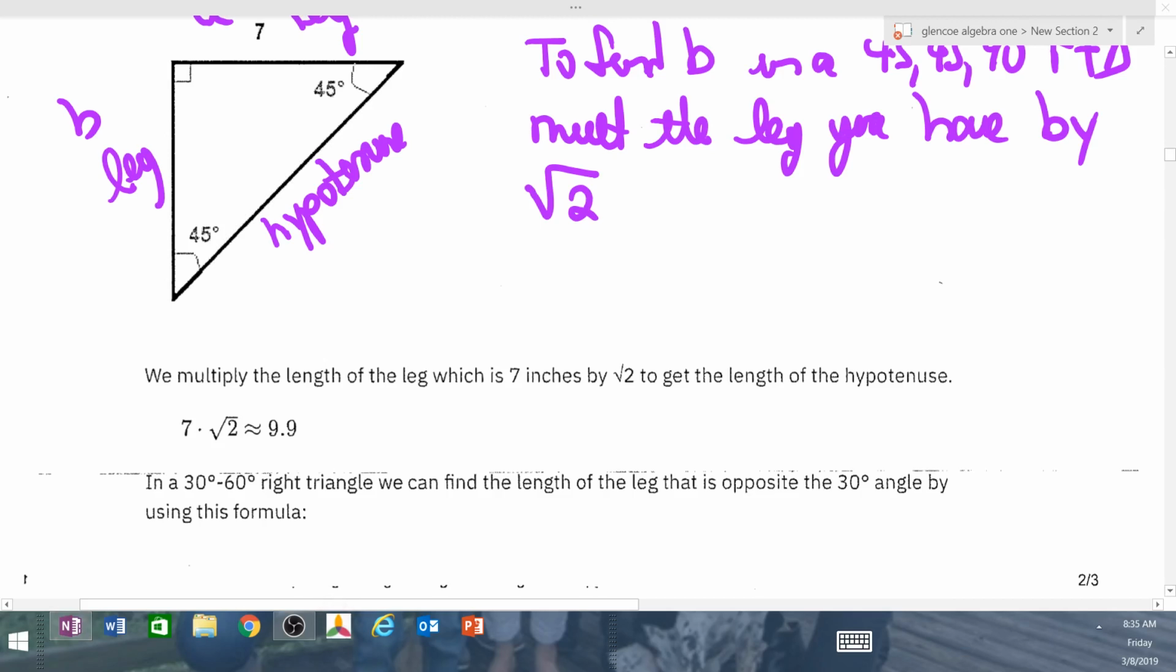We did 7 times radical 2, and when you did that, you should approximately get, let's see if you got exactly what I got. 7 times radical 2. You should get 9.8999, which is approximately 9.9.